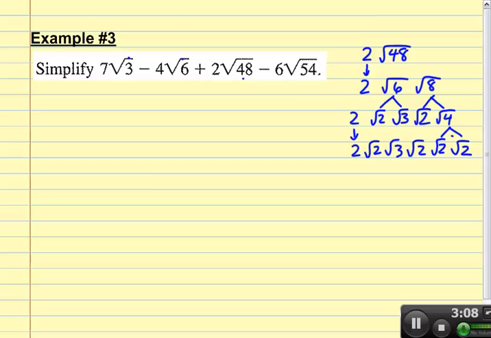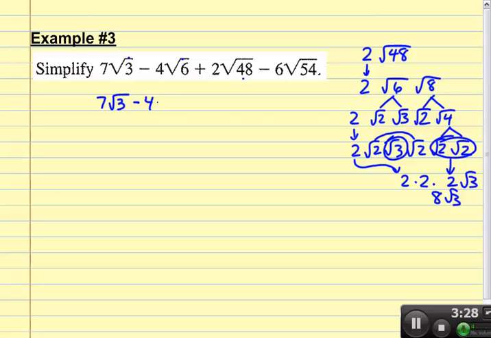Now, I'm going to pair these 2. That gives me 2. I'm going to pair this one and this one. That gives me another 2. Okay, I've got this 2, and then I've got this root 3 left over. So that's going to give me 8 root 3. So let's rewrite up here. This is 7 root 3 minus 4 root 6 plus 8 root 3. Okay? 2 root 48 turned into 8 root 3.